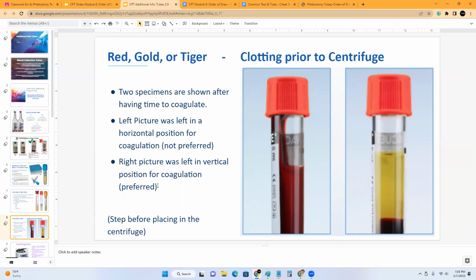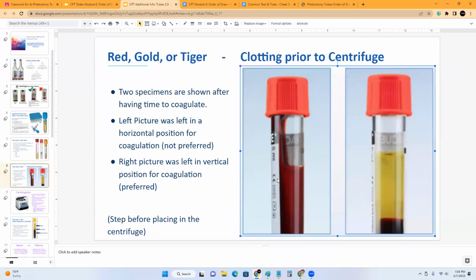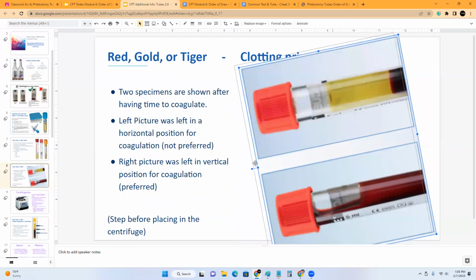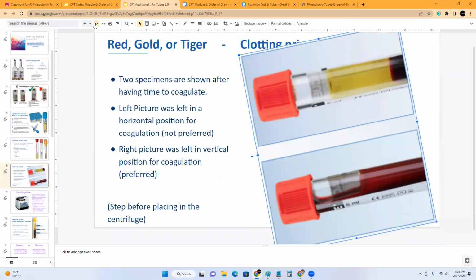Different red, gold, or tigers go through the centrifuge process. Sometimes it may be off due to different issues. So there's two specimens. The left picture here was placed into a horizontal position on the counter. So it's just laid down and left for a few minutes. So it clotted like this. If you're thinking about the way it was laid down, let me see if I can turn it. Someone laid it on a counter like this, and the blood ran over and clotted in a horizontal fashion instead of it standing upright.